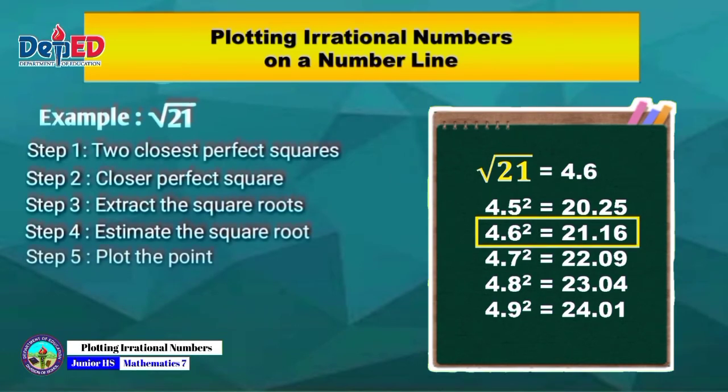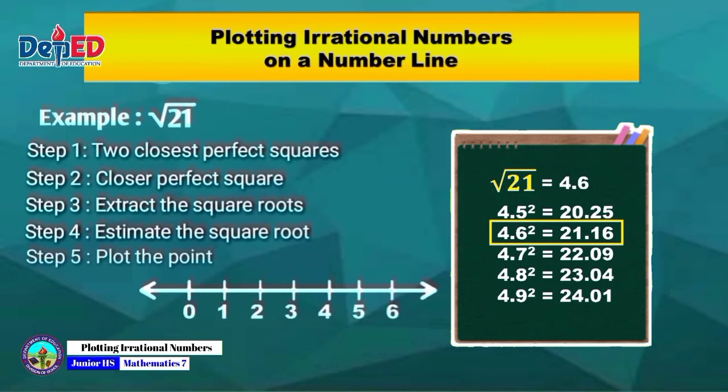Step 5. Plot the point. Since our two consecutive integers are 4 and 5, and square root of 21 is closer to 5, the point must be closer to 5. So, the point will be here.